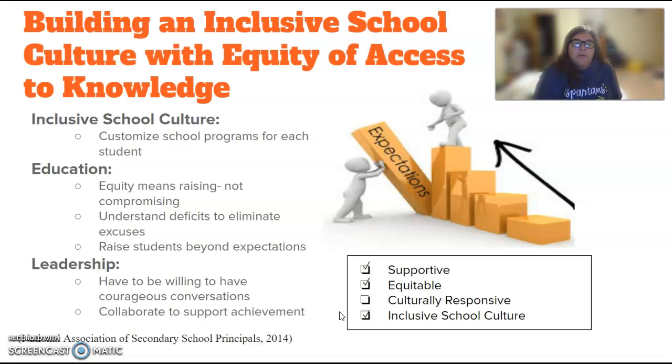I thought this was very important, and something that our school really needs to work on also is our kids don't want to go above and beyond, and we need to find a way to get them where they want to do that. I thought this article was very supportive. It talked about equitability and an inclusive school culture. Once again, I did not really see where it's culturally responsive.